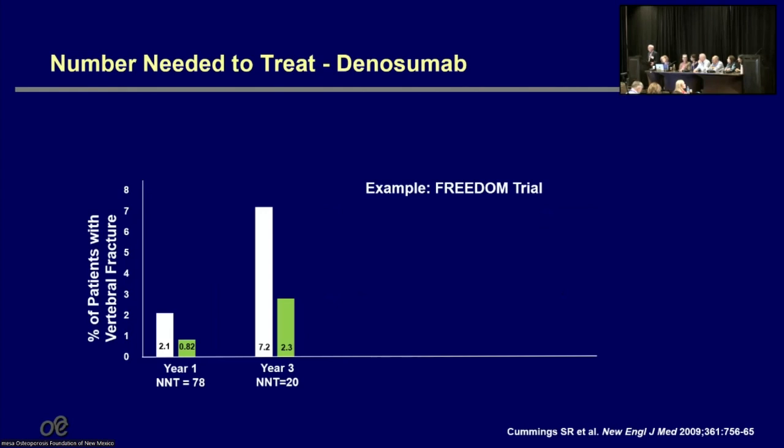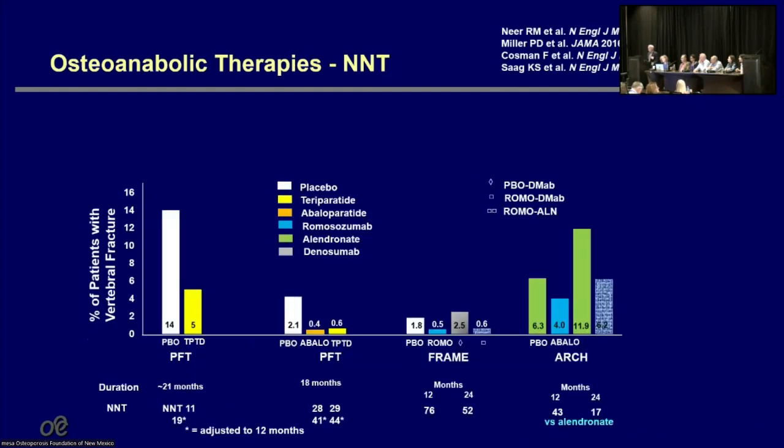The interval, again in the same study, can be demonstrated. Here are data from the FREEDOM trial. You can have the vertebral fracture risk reduction at 1 year and 3 years. At 1 year, the number needed to treat is 78, and at 3 years is 20. So again, asking me the number needed to treat over what interval of time is important.